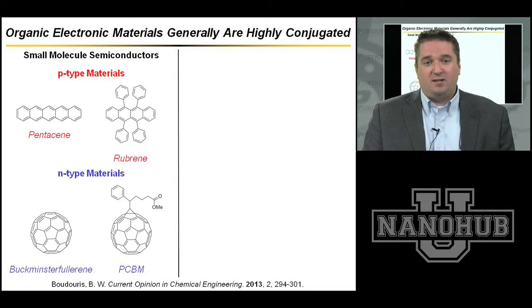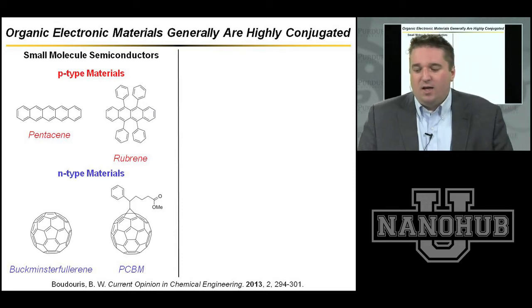So we have an alternating single-double bond, and this is called pi conjugation. And you'll notice in all of these materials we have a large degree of pi conjugation. This is how we have delocalization of electrons and thus charge transport.